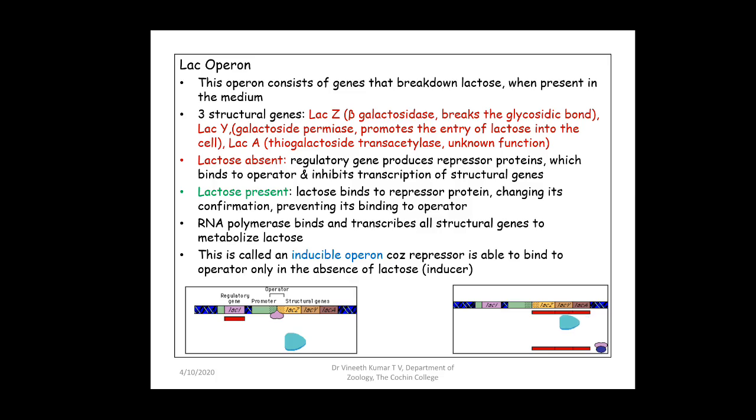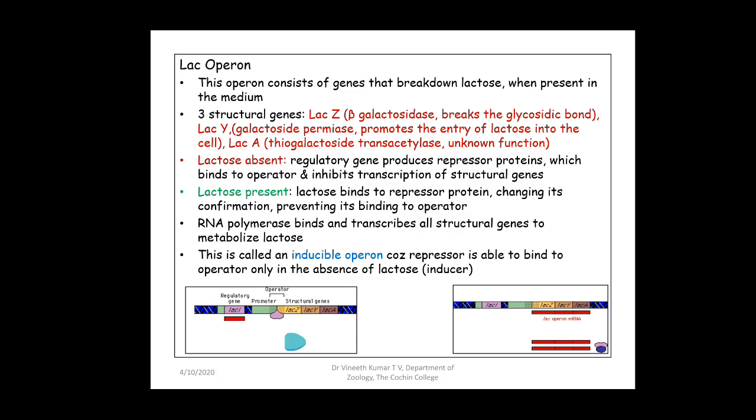This particular operon consists of three structural genes, and because it is the lactose operon, it has the genes which are going to metabolize lactose. As you all know, lactose is a disaccharide, consisting of two monosaccharides, glucose and galactose. What these enzymes do is break this disaccharide into the monosaccharides glucose and galactose. This is the metabolic pathway of lactose, and the three enzymes you see help in this process of metabolism.